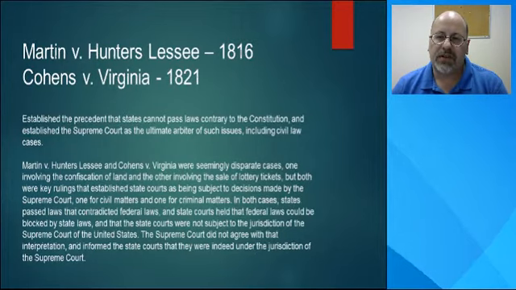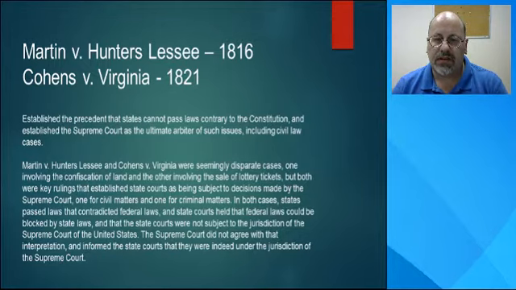One was Martin v. Hunter's Lessee of 1816, the other Cohens v. Virginia of 1821. These two cases established the precedent that states cannot pass laws contrary to the Constitution, and established the Supreme Court as the ultimate arbiter of such issues, including civil law cases.